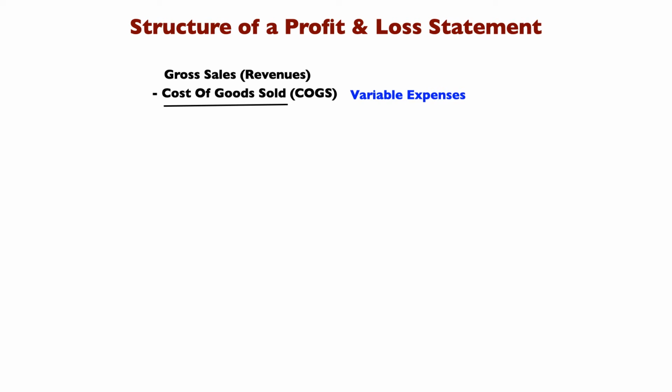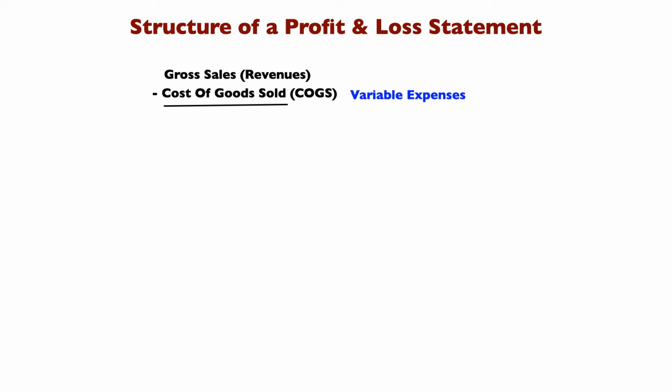These are called variable expenses because they vary with the amount of sales. If your sales go up, the number on this line goes up. If your sales go down, the number on this line goes down. That's a variable expense. Now, for those of you that have a pure service business where you're not creating a product, you're just selling your expertise or selling your time, then your cost of goods sold is zero, and therefore you can delete this from a profit and loss statement. You have no cost of goods sold for a pure service business.